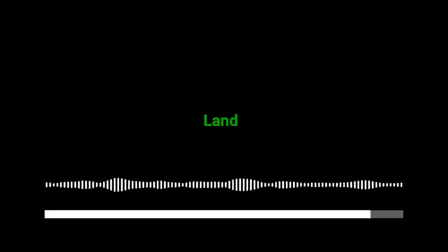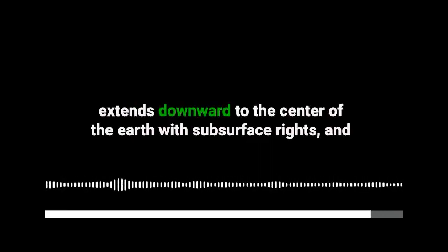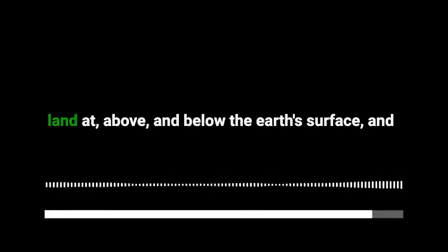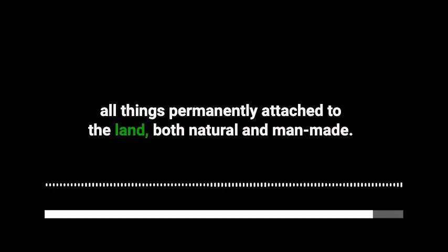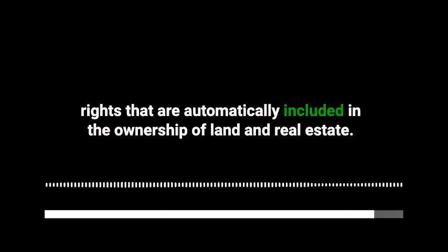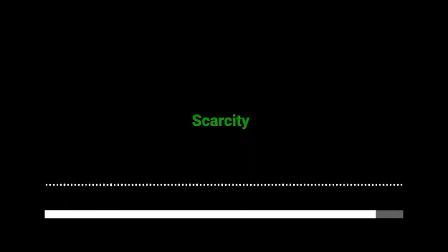Key point review. Land is the Earth's surface, extends downward to the center of the Earth with subsurface rights, and stretches upward to infinity with air rights. Real estate includes land at, above, and below the Earth's surface, and all things permanently attached to the land, both natural and man-made. Real property includes interests, benefits, and rights that are automatically included in the ownership of land and real estate. The characteristics of real estate include the following: physical, immobility, indestructibility, uniqueness; economic, scarcity, location, improvements, permanence of investment.